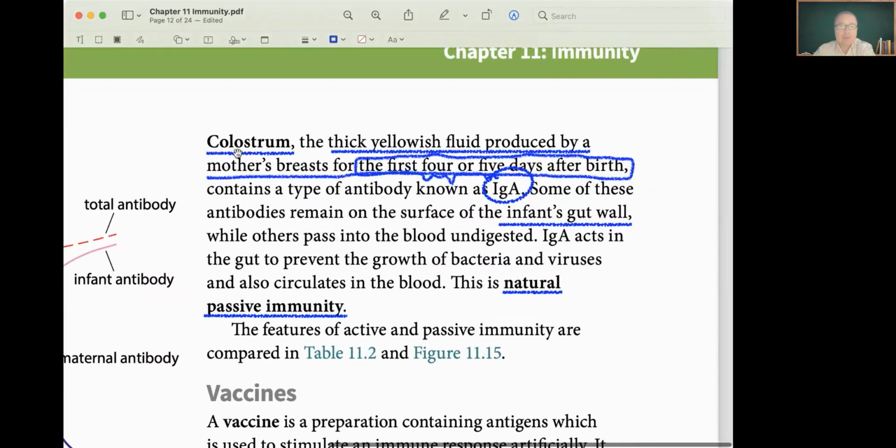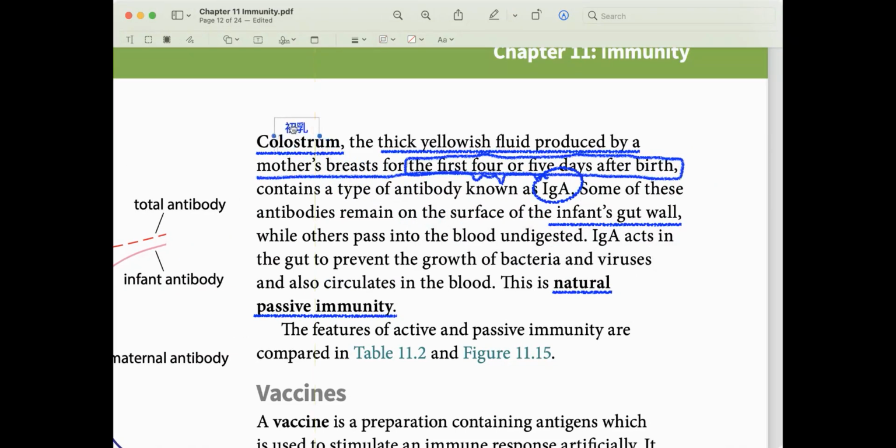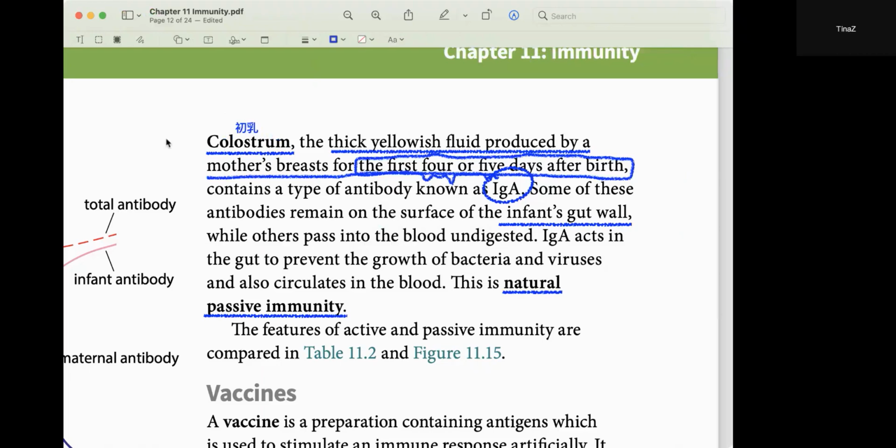Okay, colostrum. Colostrum in Chinese is 初乳. Colostrum is very important for the growth and development of neonatal babies. Colostrum is the thick yellowish fluid produced by a mother's breasts for the first 4 or 5 days after birth. It contains a type of antibody known as IgA.